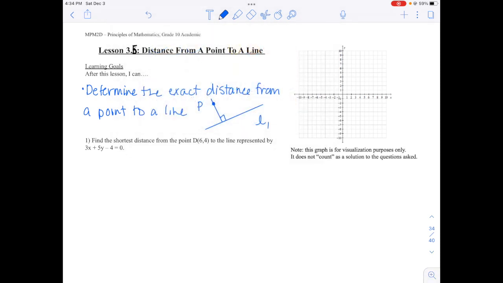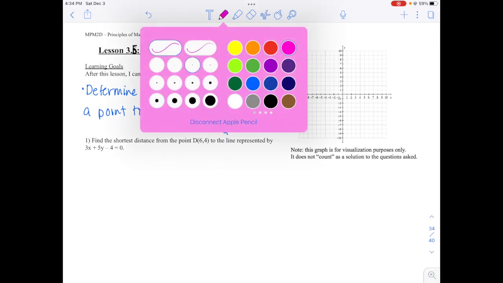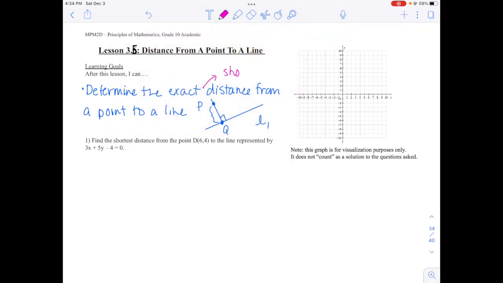So in essence, what I need to do is find this point Q, that is the point closest to P on the line L1, and then I would find this distance using the length of a line segment formula. So when I say the exact distance, what is implied here is that it's the shortest distance, but I don't have to tell you that. Okay, so you need to know when I ask you for the distance from a point to a line that it is in fact the shortest distance, and the shortest distance means perpendicular.